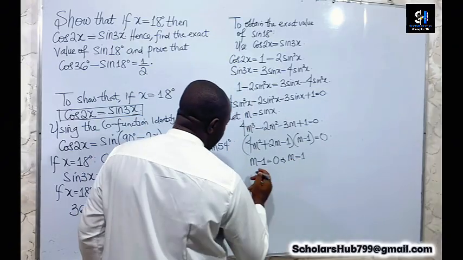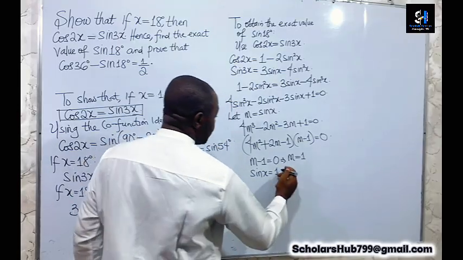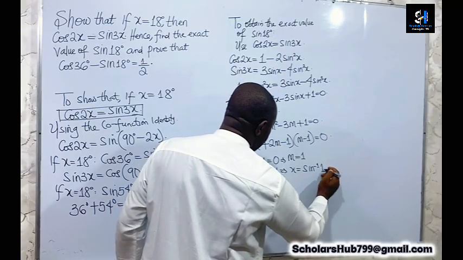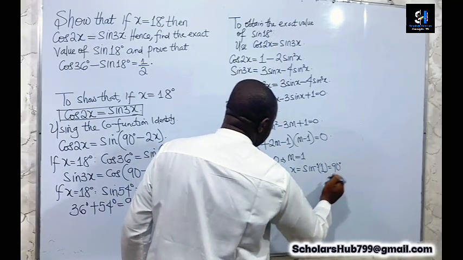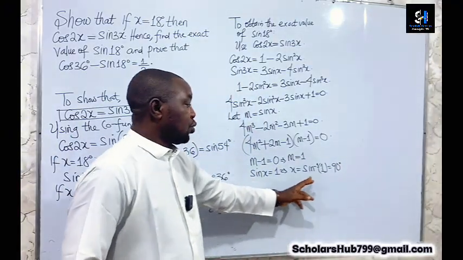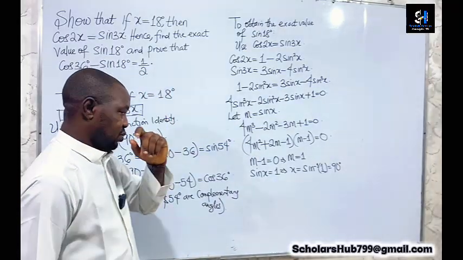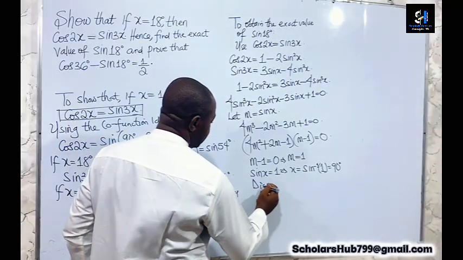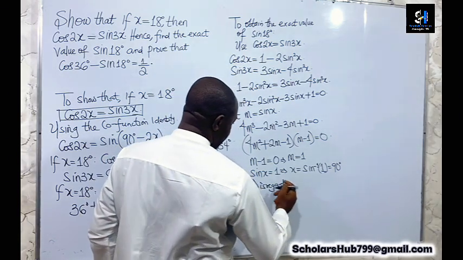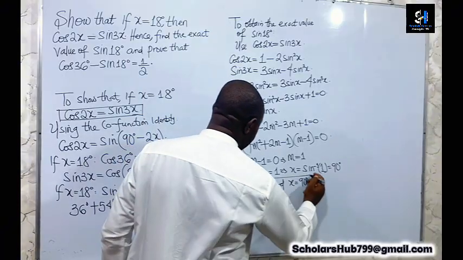Okay, and we have m to be sin x equals to 1. So from here, x will be equal to the inverse sine of 1, which is 90 degrees. So now we're going to disregard this because this will not give us the exact value of sine 18. Okay, so we can disregard x equals to 90 degrees. Okay, this is very important.